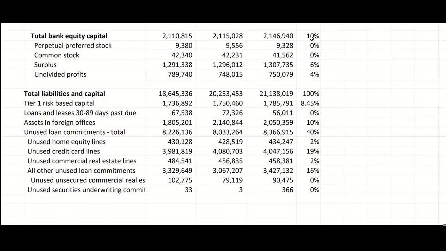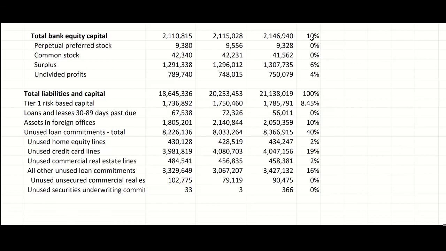And then we have loans that are past due. This is information, side notes that regulators would want to know. How many loans are past due, 30 to 89 days. And then assets that are in foreign offices. And then unused commitments in total. Those are off-balance sheet items. So they're not in the balance sheet.